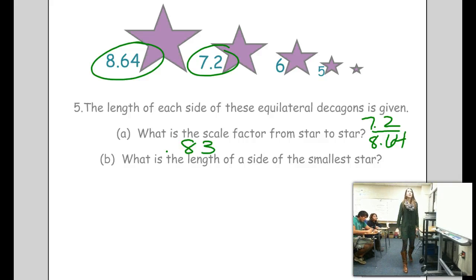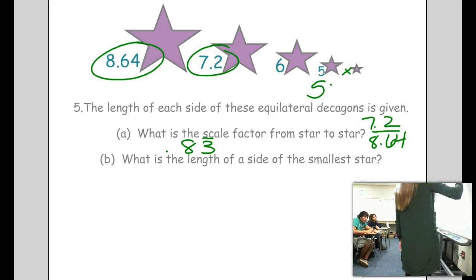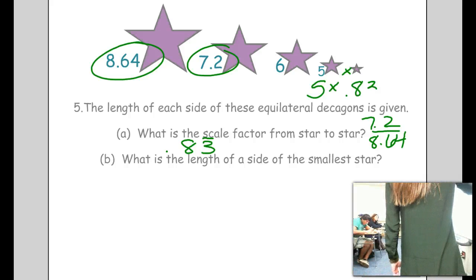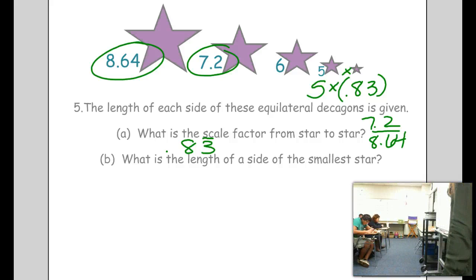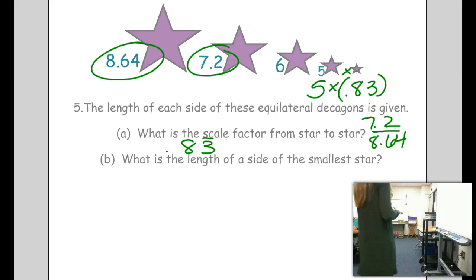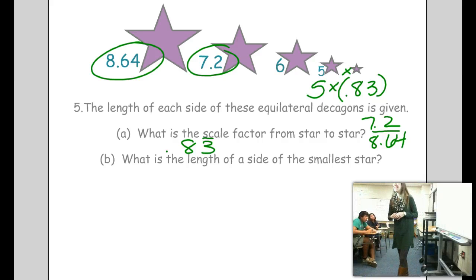Sure. What is the length of the side of the smallest star? So we're looking for this. That's X. So how we find that is we take the one before it, which is 5, and we multiply it by our brand new scale factor. What's our scale factor? 0.83. Yeah. So 5 times 0.83. We're making it smaller because 0.83 is less than 1. So we're making each side smaller by 0.83 every time. So Matt, what is 5 times 0.83? You need a calculator? Dimitri, what is it? 5 times 0.83. Here you go.